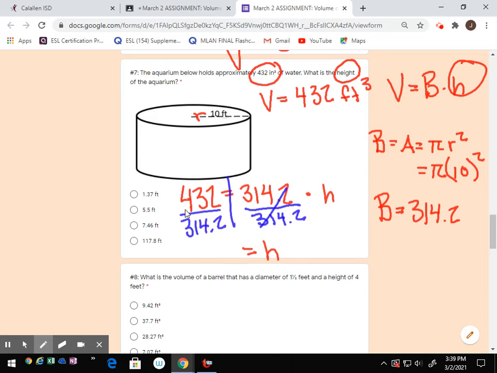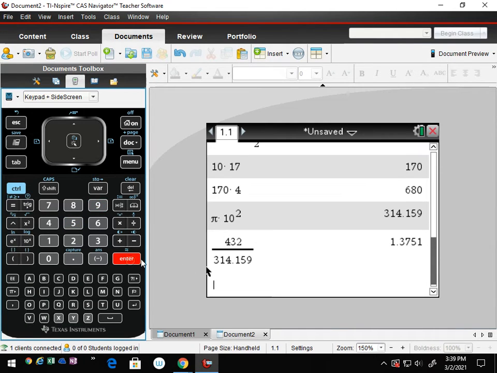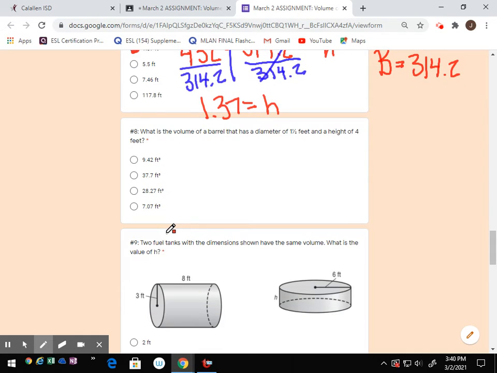H equals, and let's do 432 divided by this number. 432 divided by 314.159. Let's try to keep all the decimal points when we do our math on the calculator. When we do it, we get the answer 1.37. So 1.37, and we look, we can see that answer choice A matches our answer. So A is the correct answer for number 7. We're going to go ahead and skip down to number, let's go over number 9.